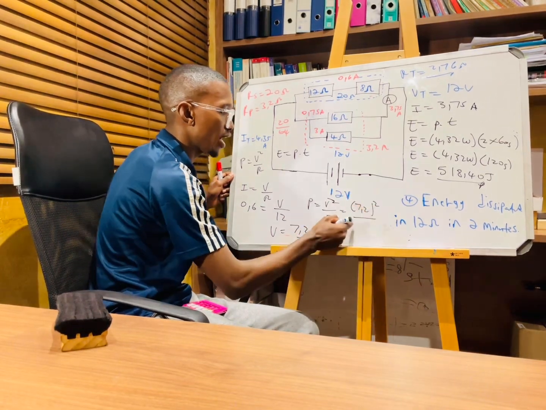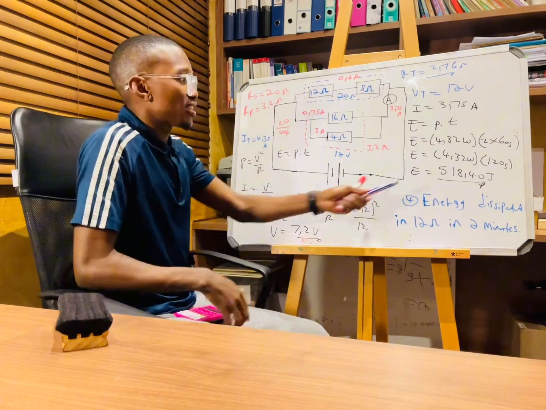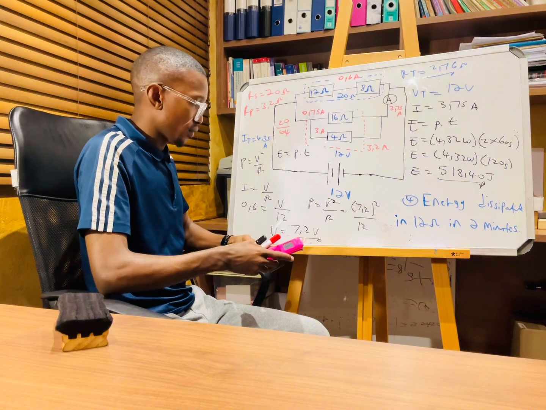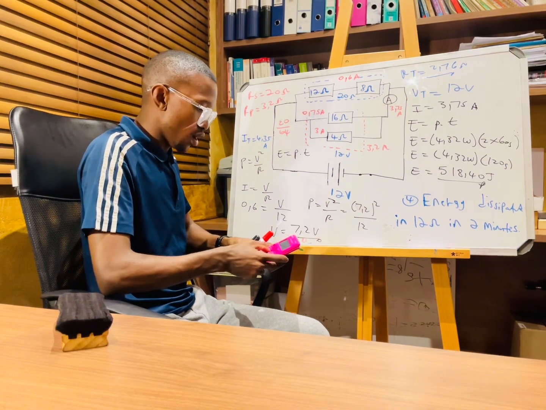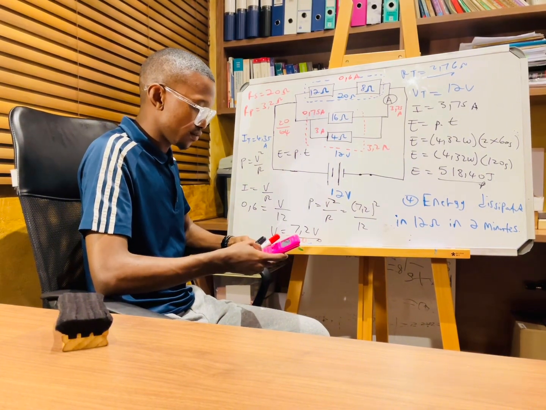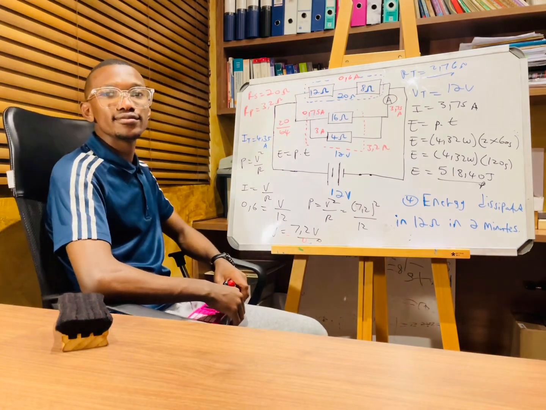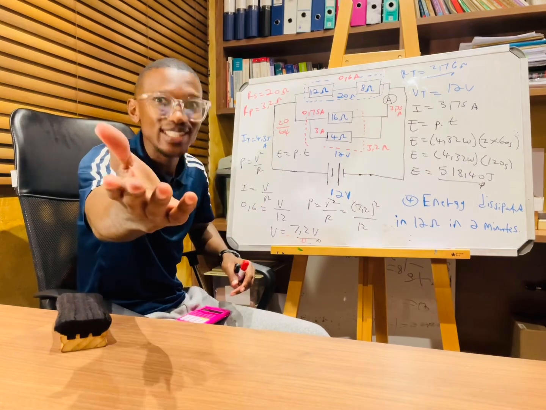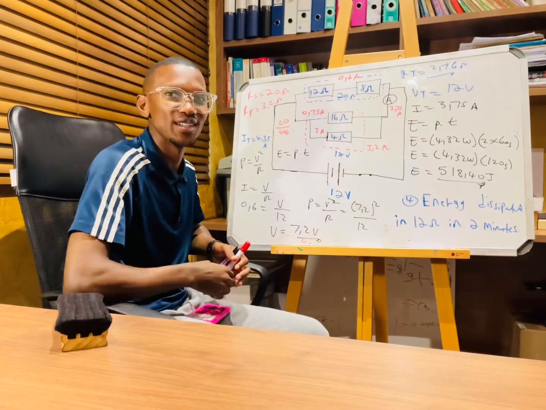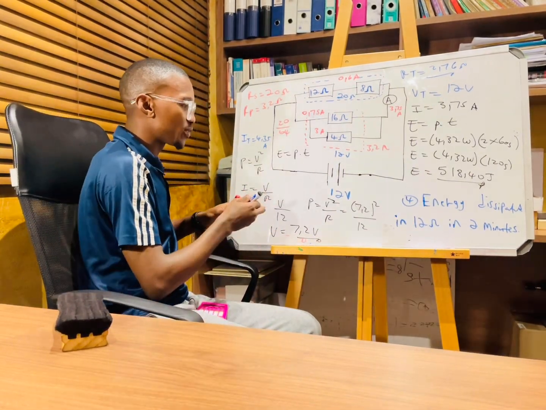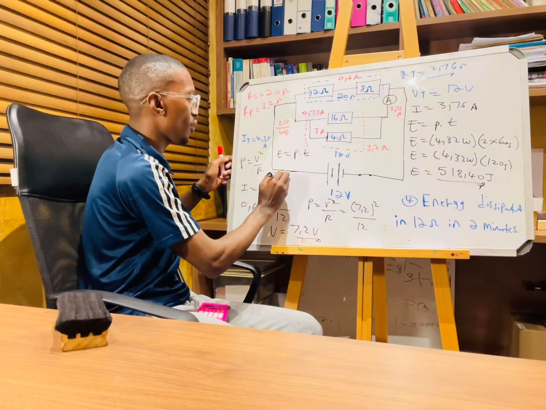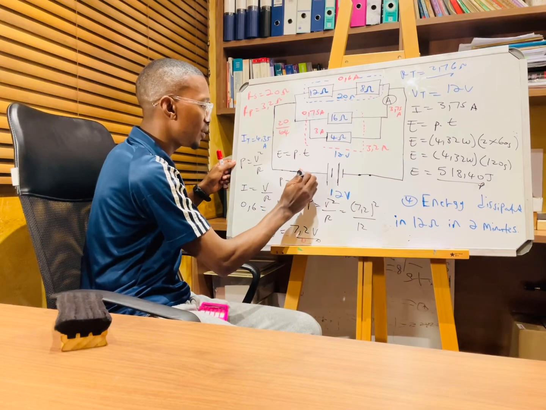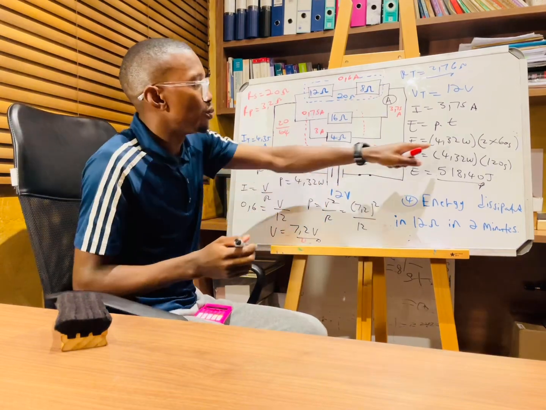7.2 all squared over the R, which is 12. I'm supposed to get 4.32. Use your calculator and check. 7.2 all squared divided by 12. What did you get? Not 3.2, but 4.32 watts. So you put it there.